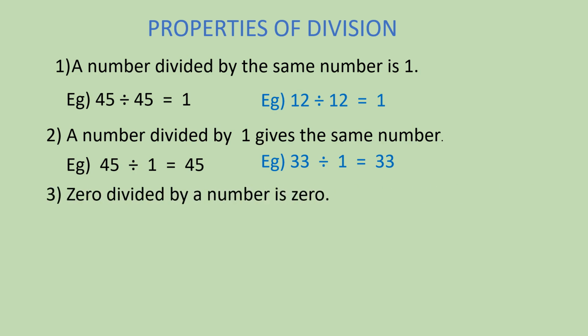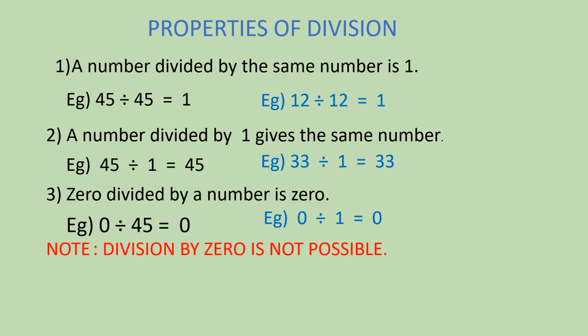The third property is 0 divided by a number is 0. Example, 0 divided by 45 is equal to 0. What does it mean? I don't have chocolates, means 0 chocolates. How can I distribute to 45 children? Yes, I can distribute only 0 to you, isn't it? So you will not get anything. So answer is 0. So 0 divided by 1 is also 0. So try to make 2 more examples.